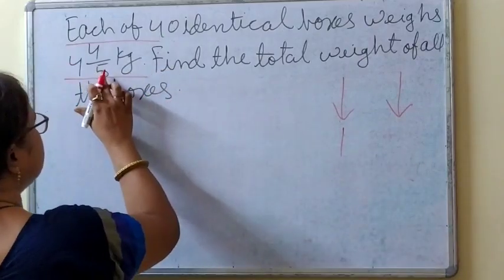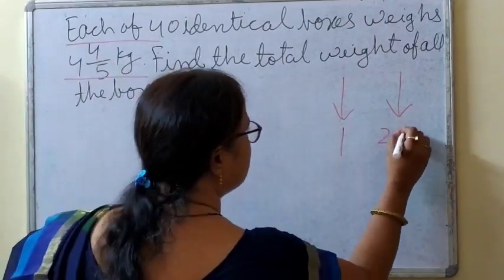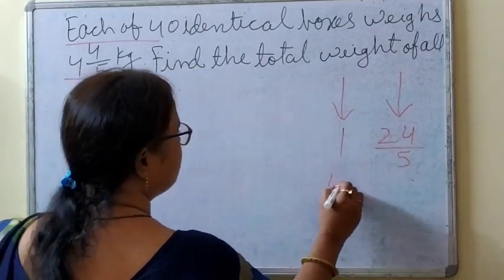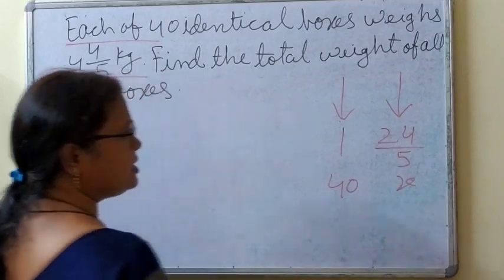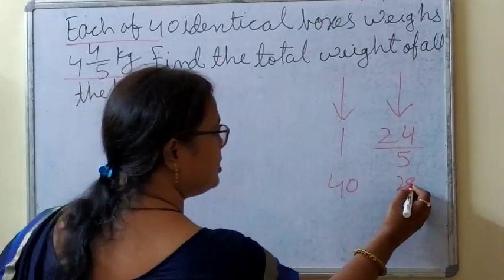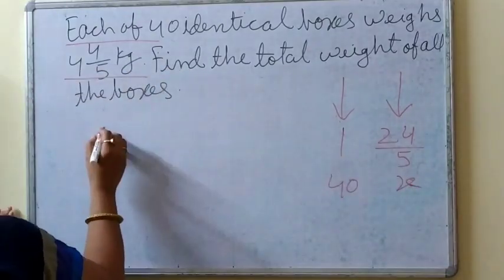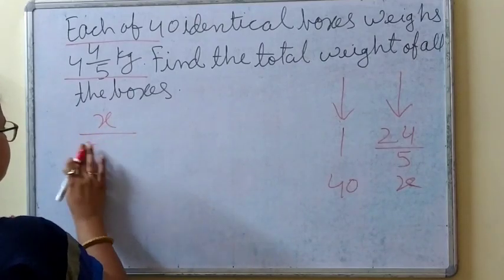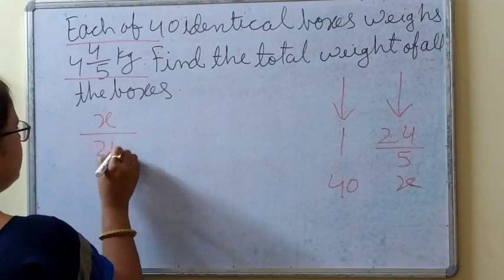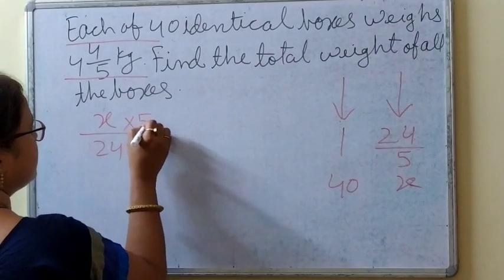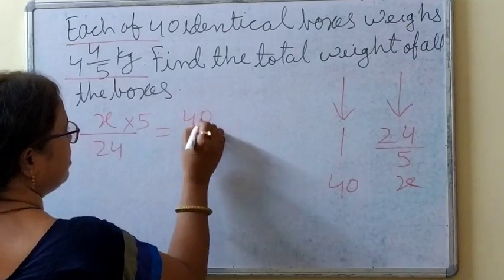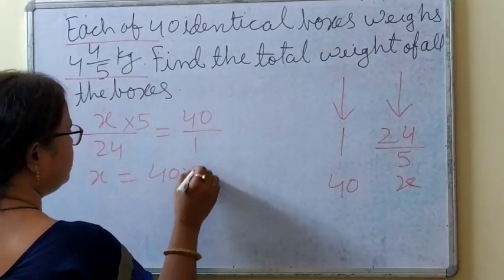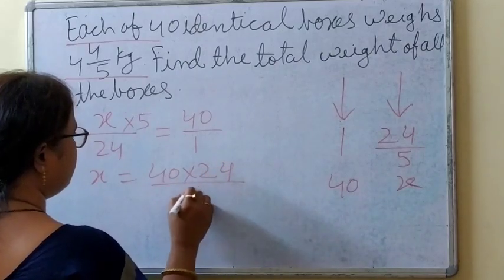So the weight of one box is given as what? 4 fives are 20, 20 plus 4, 24, so 24 by 5 kg. So the weight of 40 boxes will be what? Let it be x kg, okay? Then it will be easy. x by 24 by 5, then again 40 by 1. So the value of x will be what? 40 into 24 by 5.